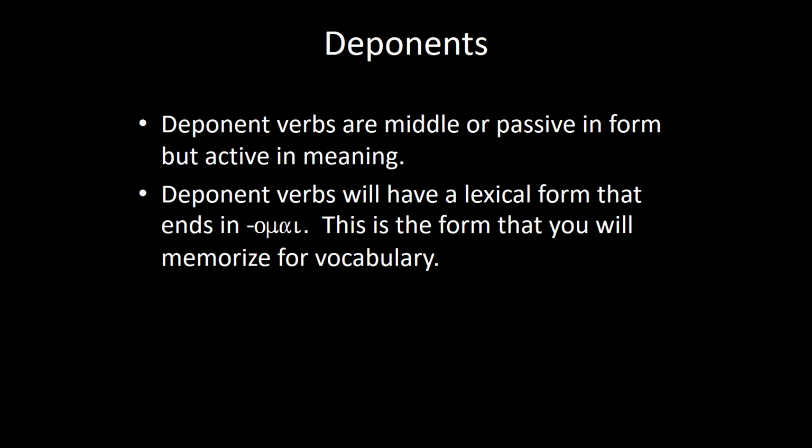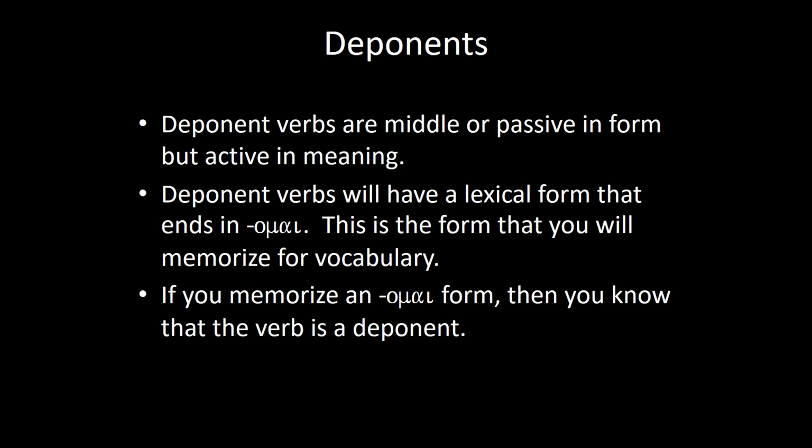How do you know a verb is deponent? Well, one simple clue. If the lexical form, if the vocab form, the dictionary form, ends in omai, then the form is a deponent. It ends in omai, it's a deponent. Middle or passive in form, but active in meaning. As you're studying for vocab, if you memorize an omai verb, you know it's a deponent.